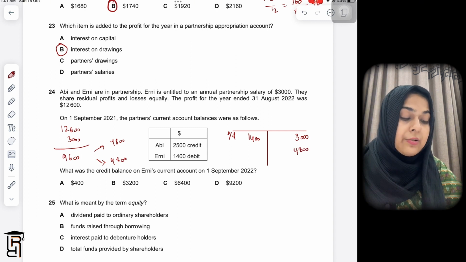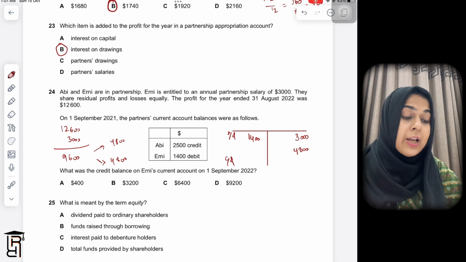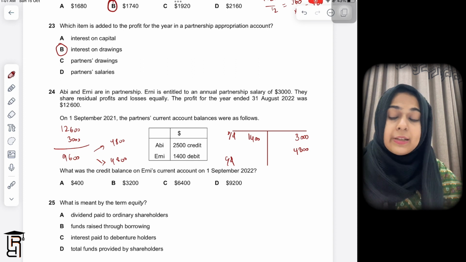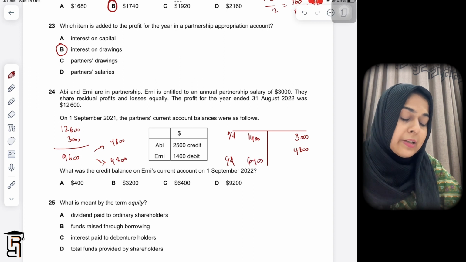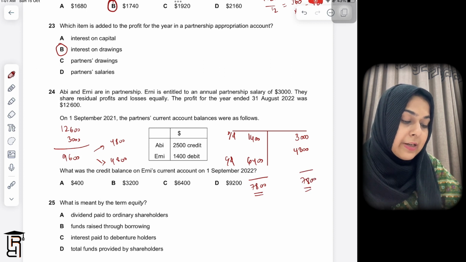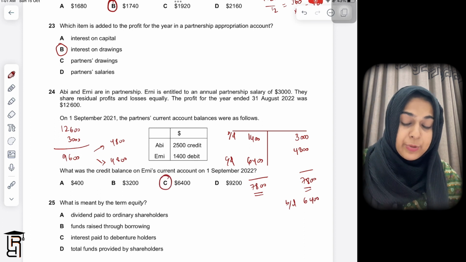So 1,400 is on the debit side, and then obviously you'll get a carried down over here because the credit side is heavier. 7,800 is on the credit side, 1,400 is on the debit side, so you get 6,400 as your balance carried down, and this totals to 7,800 on both sides. This balance carried down will become your balance brought down. You'll get 6,400 as your current account balance on 1st September 2022.